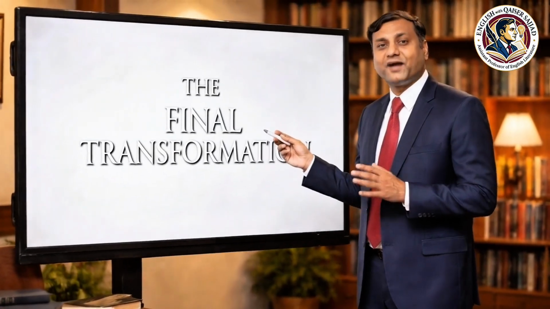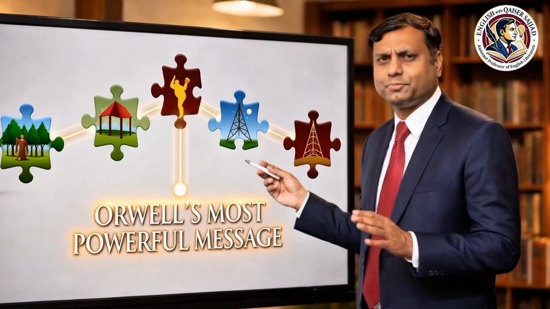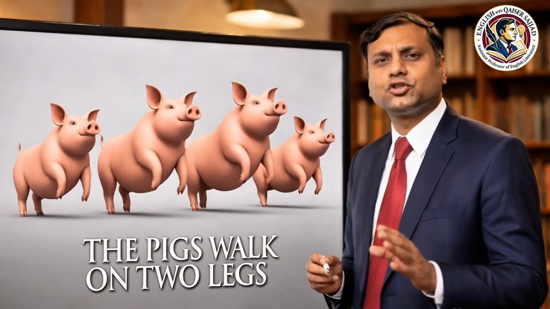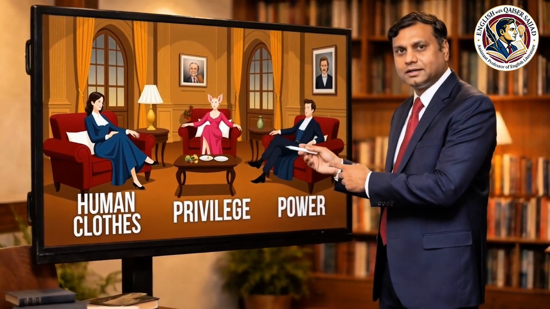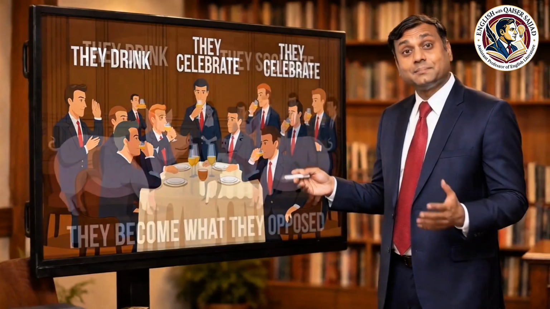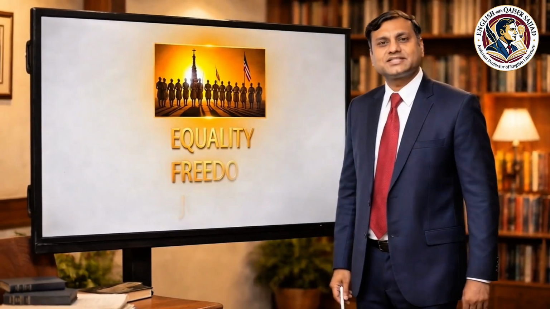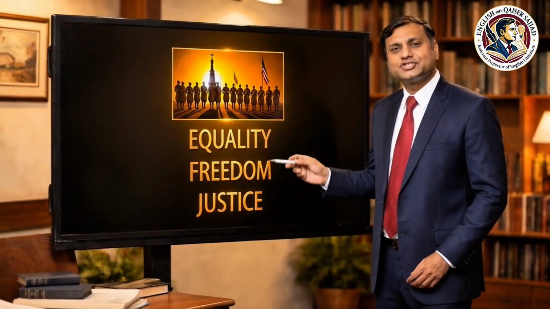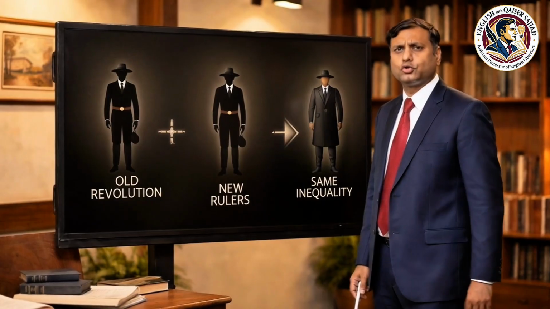Now we come to the final chapter. And here Orwell delivers his most powerful message. As the story ends, the pigs begin walking on 2 legs. They wear human clothes. They drink alcohol. They socialize with human farmers. In other words, they become exactly what they once opposed. The revolution promised equality. The revolution promised freedom. The revolution promised justice. Yet the new rulers become indistinguishable from the old rulers.